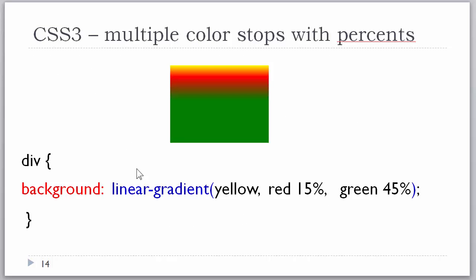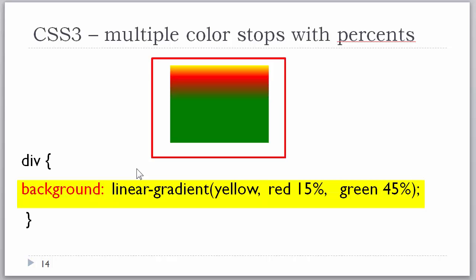So here's another example of colors, with color stops with percents. If you look in our syntax, we have yellow, which is essentially starting at 0%. Red starts 15% of the way down. Green starts at 45%. And here again, it gets to the point where it's a relatively solid green toward the end.